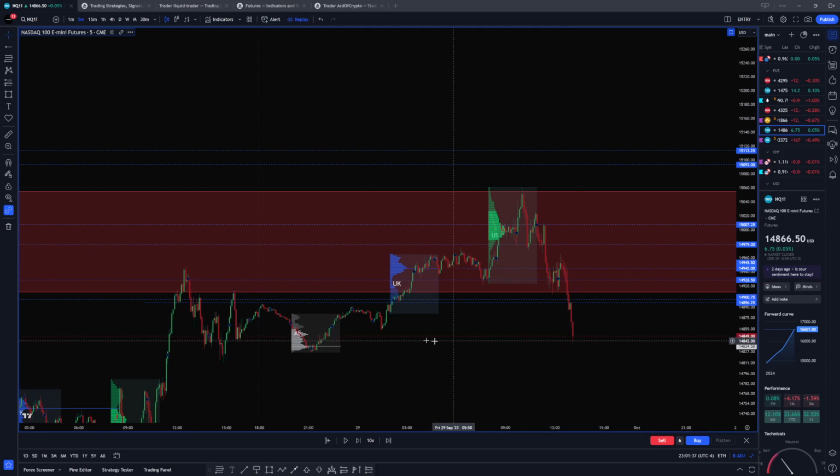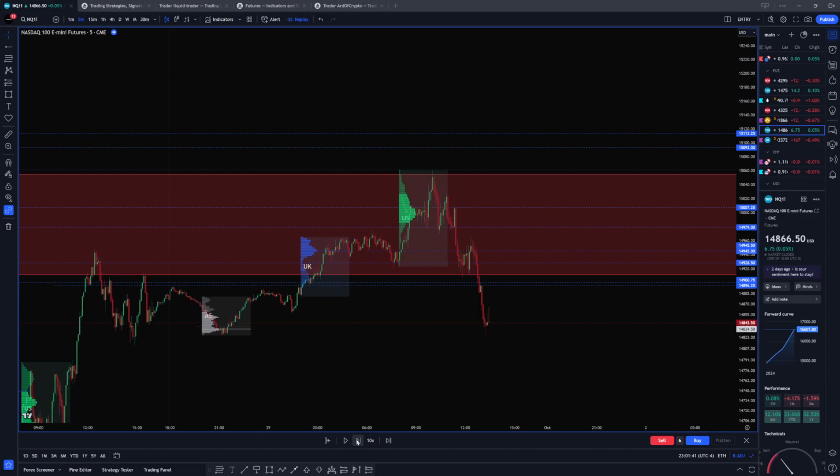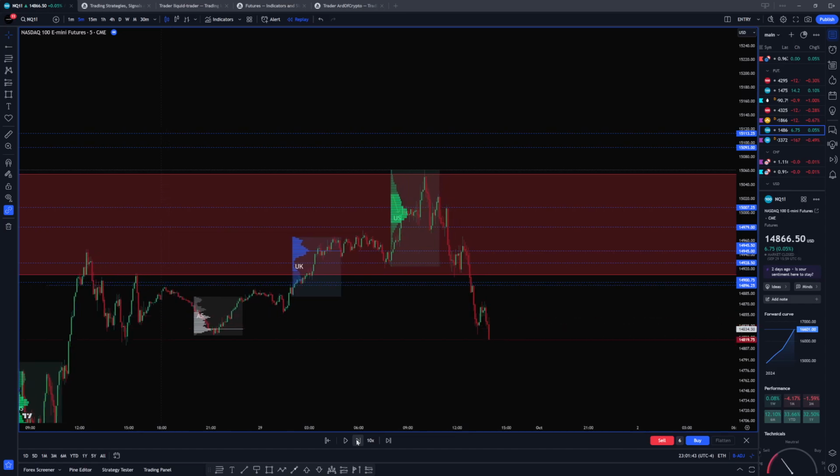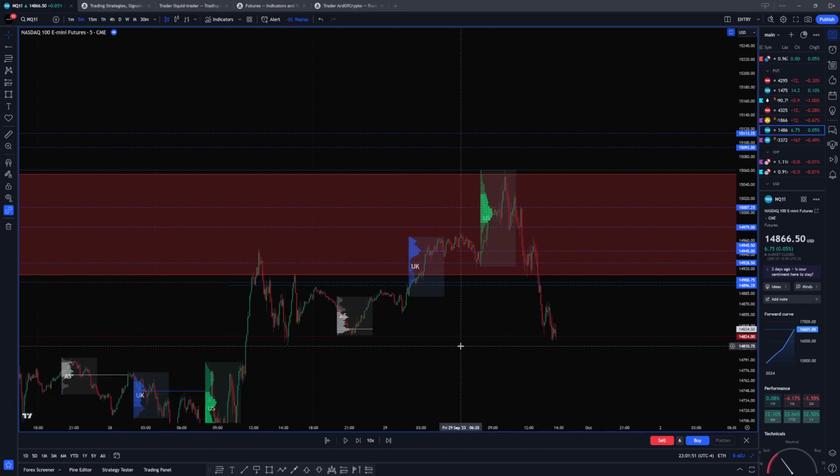Probably get a bounce right here since it's the low of the day. Okay, you get a small bounce, and what happens? Continue lower. Anybody trying to buy the dip just got destroyed. Just continue lower and lower and lower.